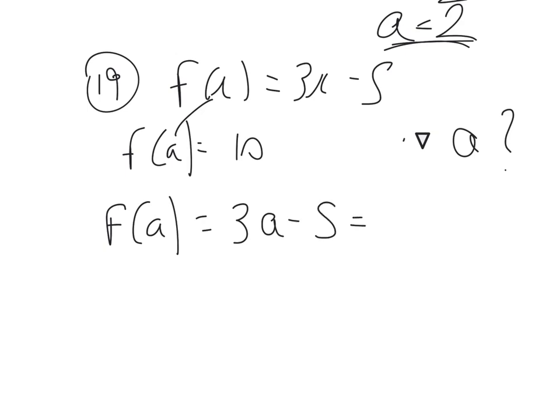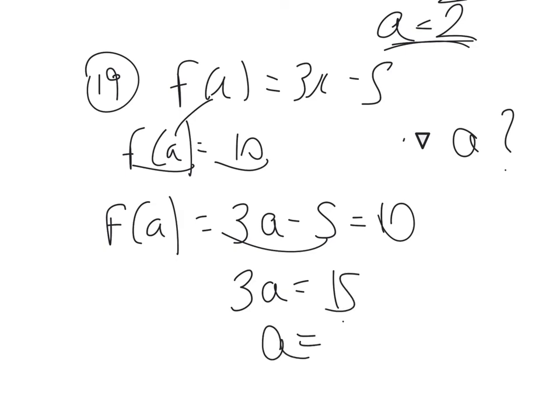Now we know f of a is equal to 10, and it's also equal to 3a minus 5. 3a minus 5 is equal to 10, 3a is equal to 15, a is equal to 5.